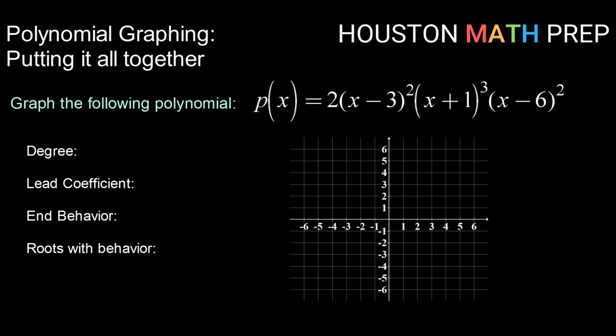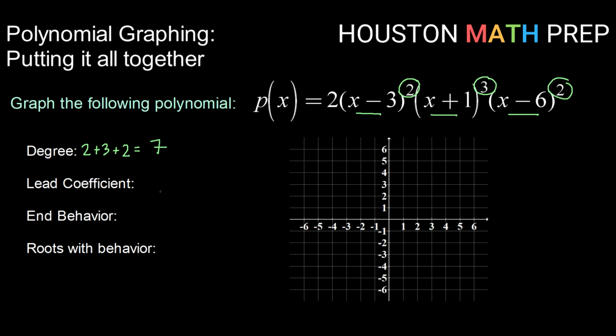We know that we grab our degree by adding up all the powers of our factors. So our factors here, we have x minus 3, x plus 1, and x minus 6. So adding up their powers, that is 2 plus 3 plus 2, which is a degree of 7. So we have a degree of 7. We could have up to 7 roots, but we have 3 here.